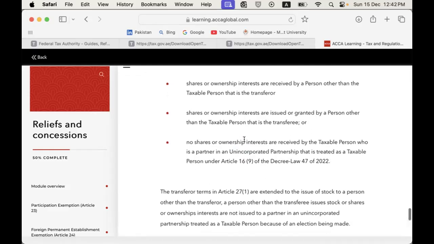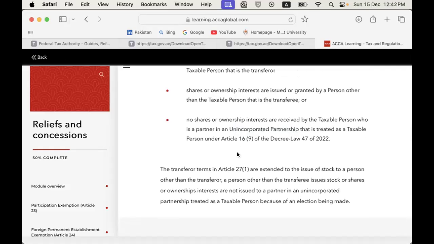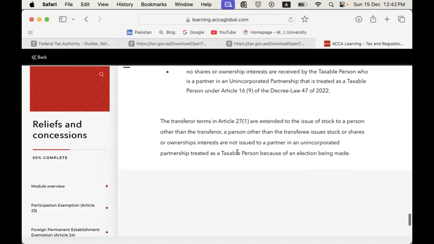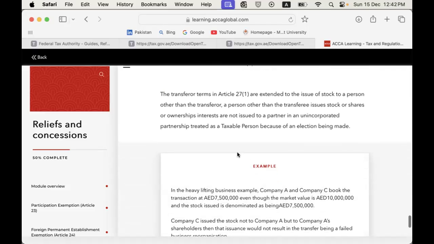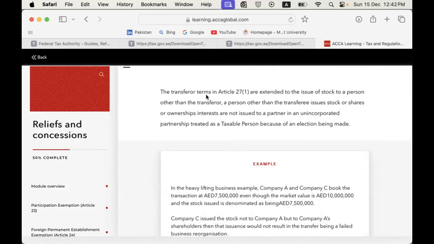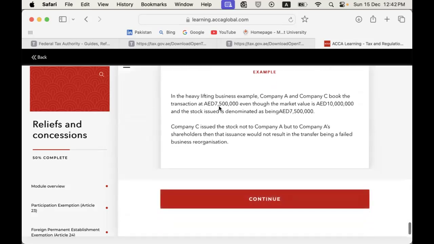So if these scenarios occur, but the economic reality is that it is a transaction between a transferor and a transferee, the business restructuring relief may still apply if it is evidenced that the third party is acting on behalf of one of the two persons involved, transferor and transferee. The transferor terms in Article 27 are extended to the issue of stock to a person other than the transferor. This is what I just discussed. And an agent, basically. Let us read an example.